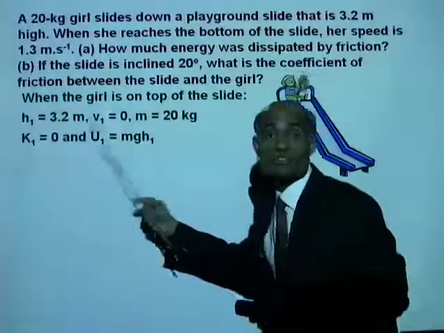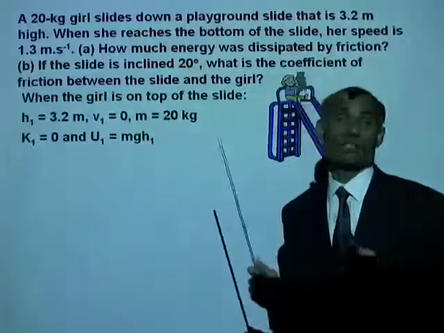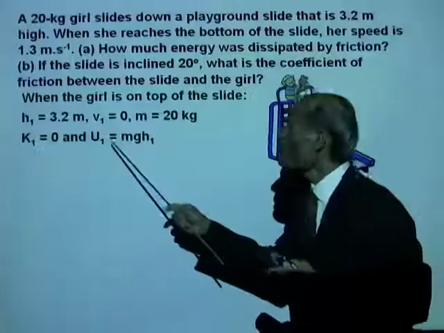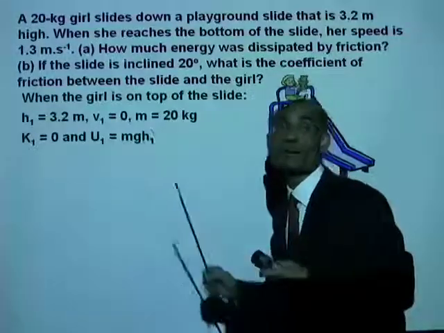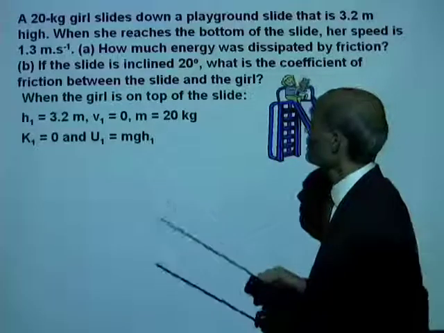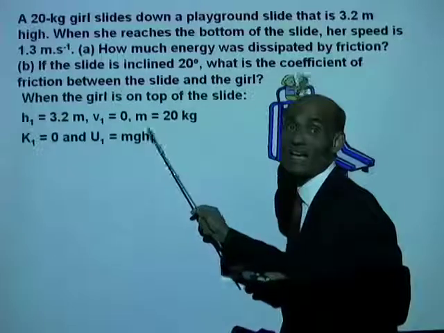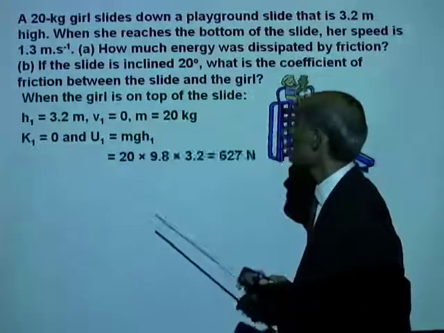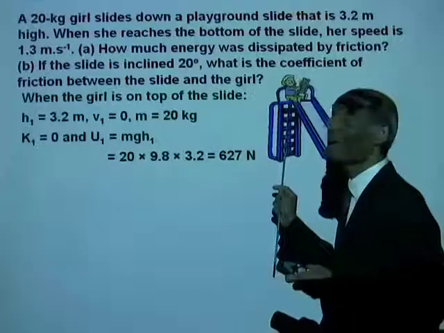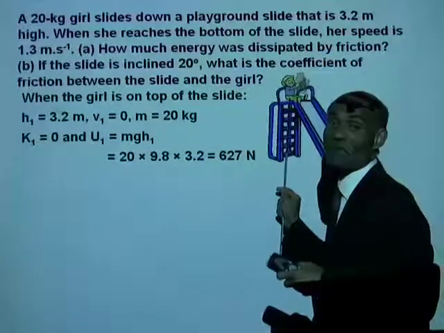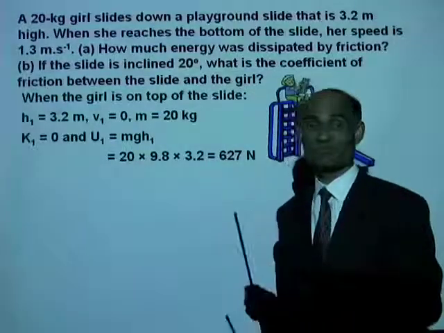Her kinetic energy is 0. She's happily sitting there, enjoying her doll. She has no kinetic energy, but she has a potential energy. U1 equal to mgh1. And what is that? M is 20 kilogram, G is 9.8, H1 is 3.2 meter. Using those values, we have her potential energy when she is at the top is 627 Newton.